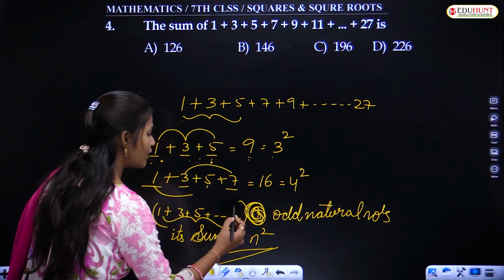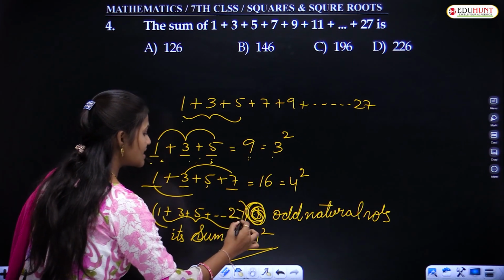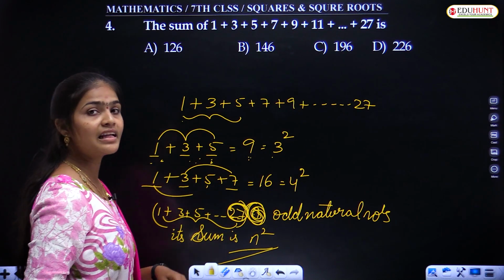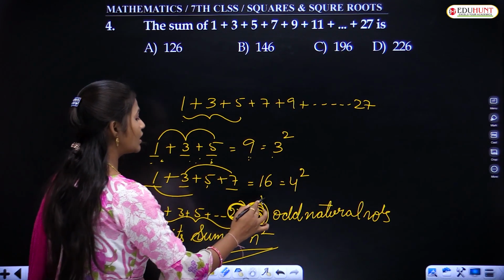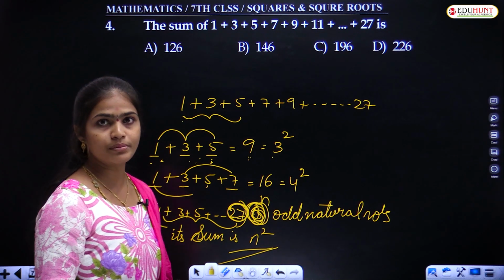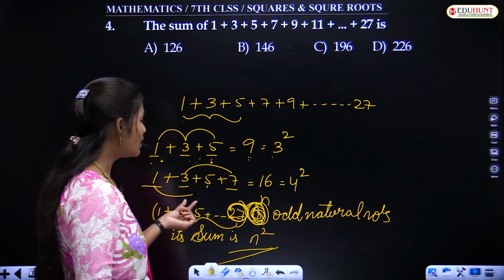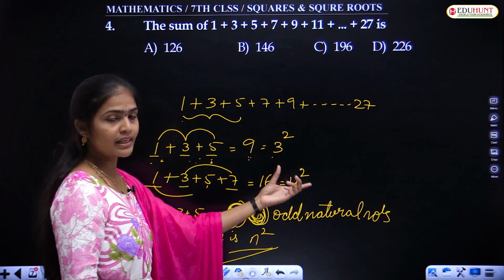Here the last number, for example, is 27, they have given, no? So up to 27, how many numbers are there? That is represented by n. So n odd natural numbers and so on. Here they have given 27 as the last number, so these many n odd natural numbers are there.